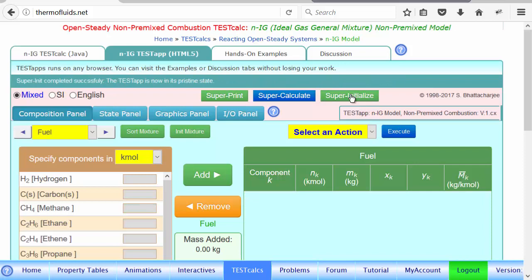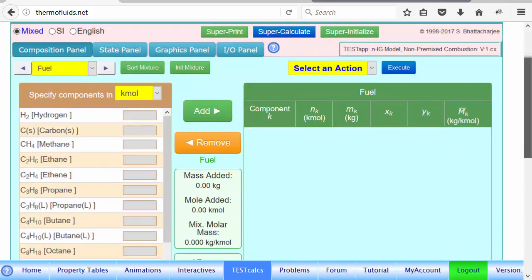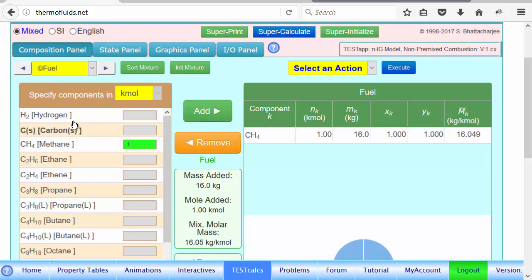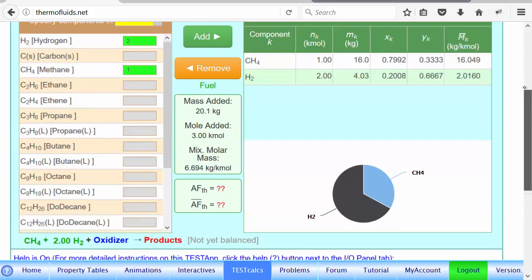Okay, let's suppose we have a mixture of methane and hydrogen, and we know what the oxidizer is also. It's not one of those standard ones. So let's try. Suppose we have 1 kilomole of methane, and we add 2 kilomoles of hydrogen. So we enter 2 here. So we have a fuel mixture now. It's a little more complicated. Notice the reaction gets updated. Here's the fuel mixture. We don't know the oxidizer. We don't know the products yet.